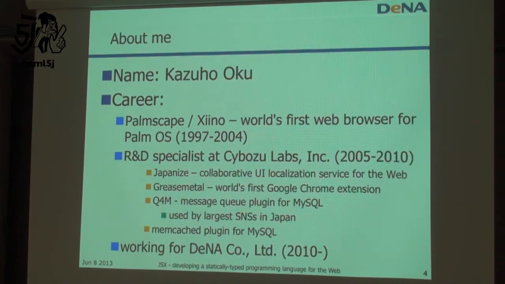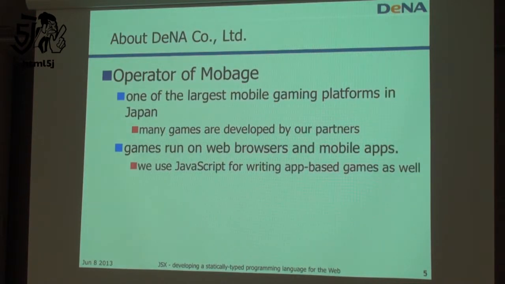Let me introduce myself. My name is Kazuho Oku, and I started as a web browser developer. The browser's name was Palmscape, which was the earliest web browser for the Palm OS. Then I moved to another company and started doing web-related development. Now I'm working for DeNA. Thomas-san has introduced my company, thanks to him, but it's one of the largest mobile gaming platform companies in Japan.